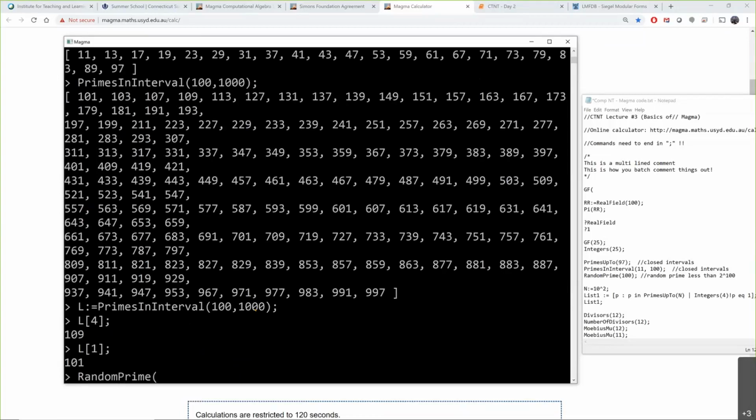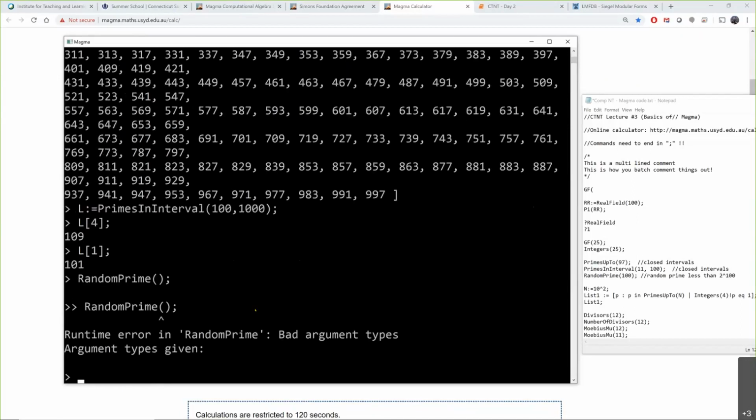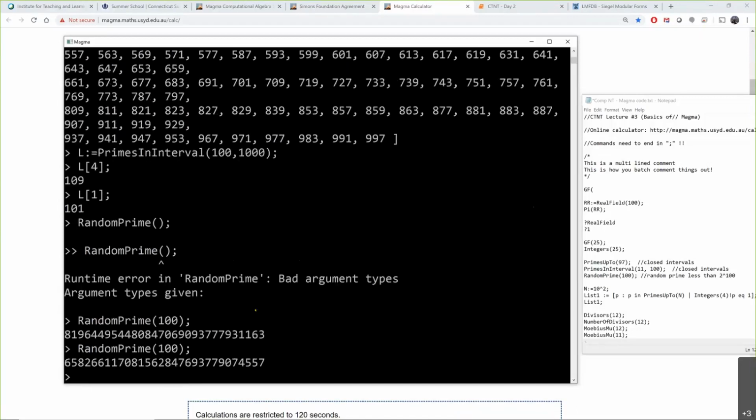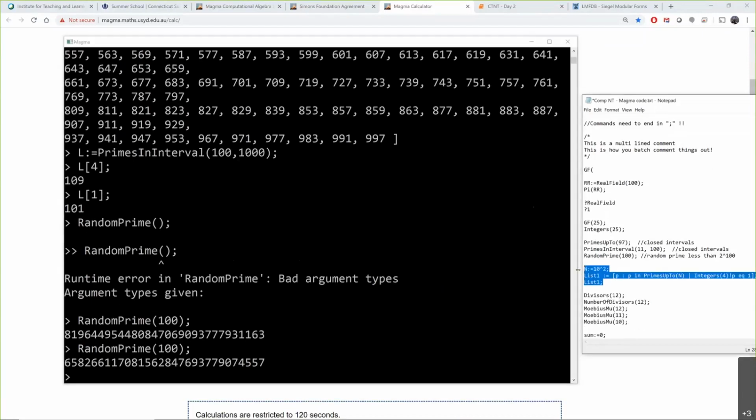I can also talk about random primes in the database of primes that they have. So if I do a random prime, it gives me an error. I need to give it a little bit more information. So if I do random prime 100, it actually looks for a random prime that is less than 2 to the 100. Okay, so that's one random prime that I can use as a seed in some algorithm, or just because I like looking at random primes. Okay, let's do another one. And there, another random prime. Perfect.